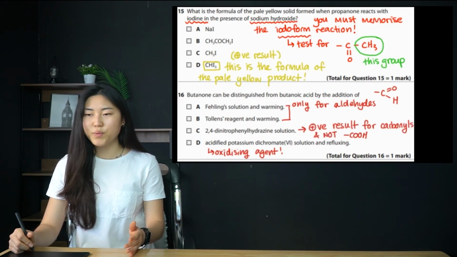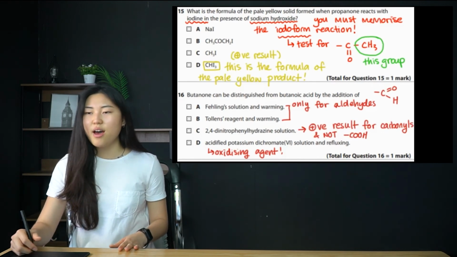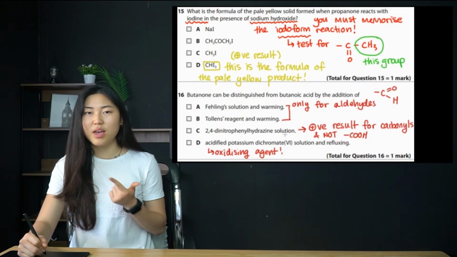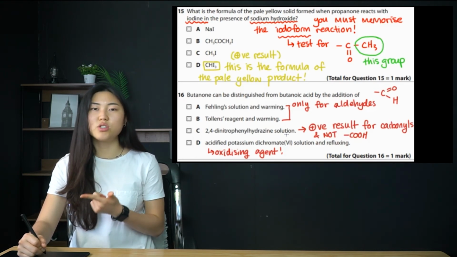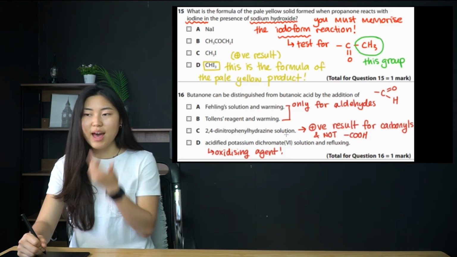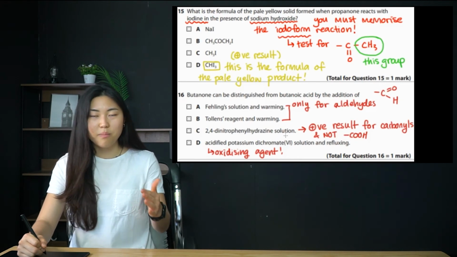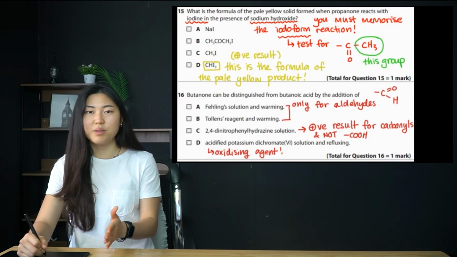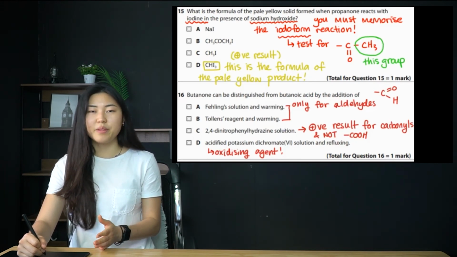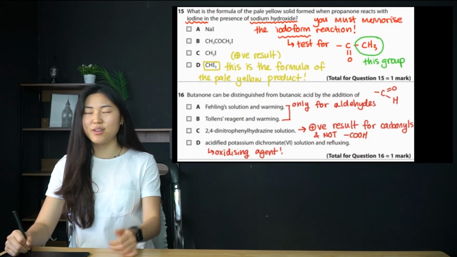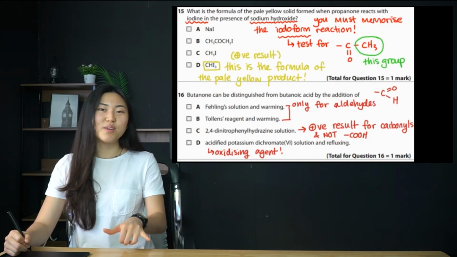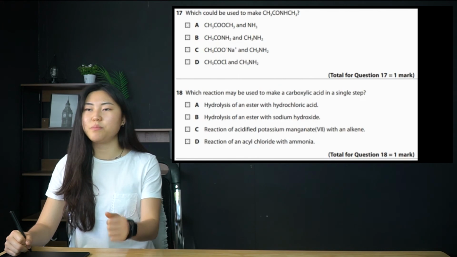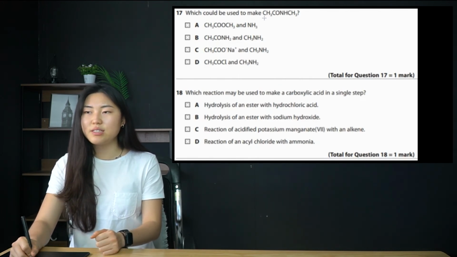And with C, 2,4-DNPH, 2,4-dinitrophenylhydrazine solution, this is a test for carbonyl groups, so for aldehydes and ketones, okay? And the positive result is going to be a yellow-orange crystal. But we know that butanoic acid has a carboxyl group, not a carbonyl group, so it's not going to test positive. So using 2,4-DNPH, we can see that we have two different compounds, okay? So yeah, that's C.